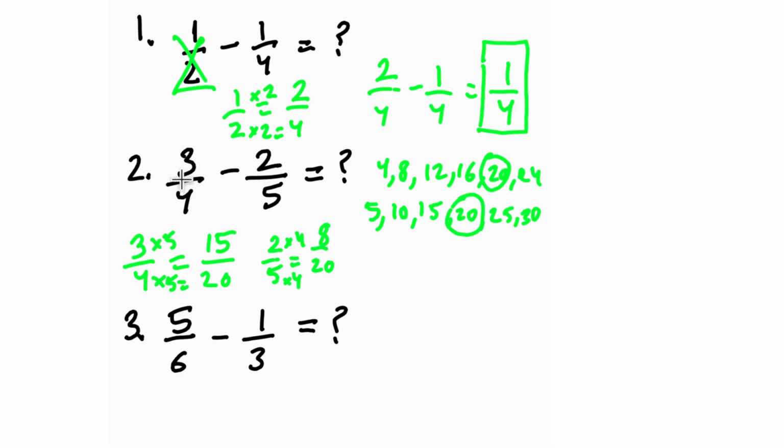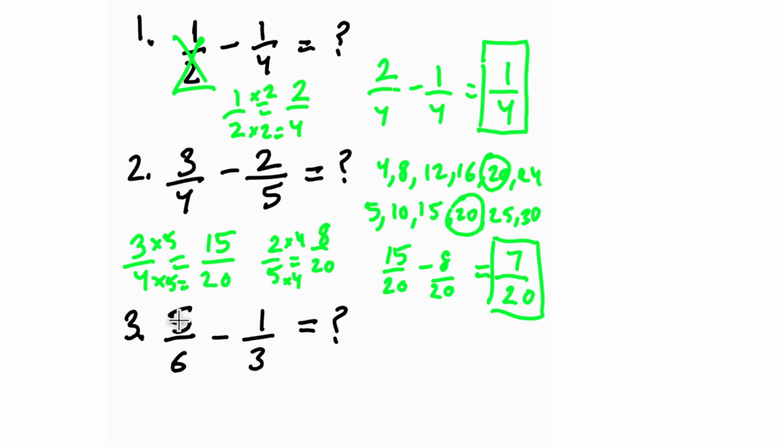Now we just replace both of these with 15 over 20 and 8 over 20 and subtract. 15 over 20 minus 8 over 20 is equal to 15 minus 8 is 7. Keep the denominator the same. 7 over 20. So that's our answer. 3/4 minus 2/5 is equal to 7 over 20. And we can't simplify this anymore.